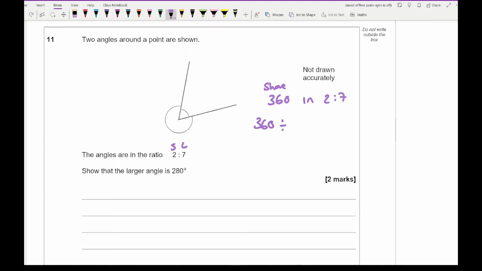So 360 divided by 9 gives me an answer of 40. So each part is 40. So if I then do 2 times 40, which is 80 degrees, and 7 times 40, which is 280 degrees. And as you can see, therefore, the larger angle is 280.